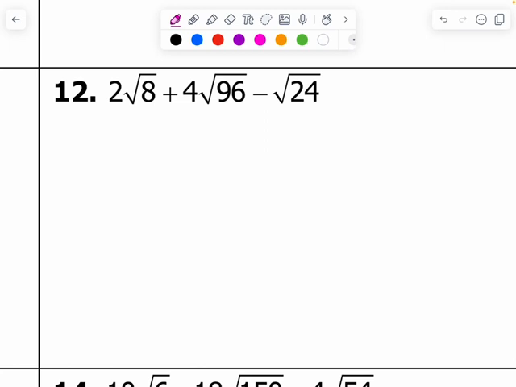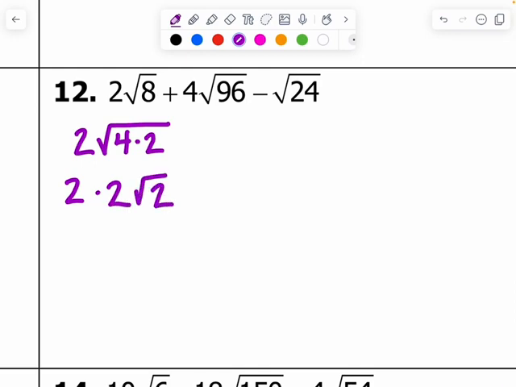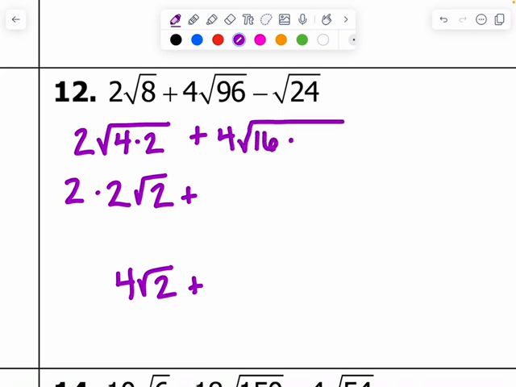Okay, so all 3 of these have to be simplified. Square root 8 can be simplified because 8 is 4 times 2. Square root of 4 is 2. So we have 4 root 2. Square root of 96 can be simplified because 96 is 16 times 6. Square root of 16 is 4. So we have 16 square root 6.